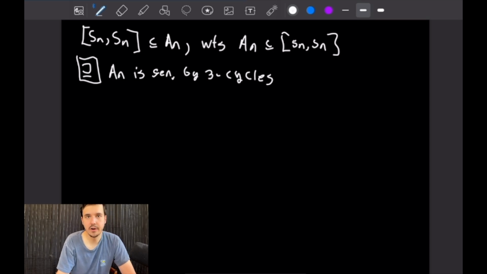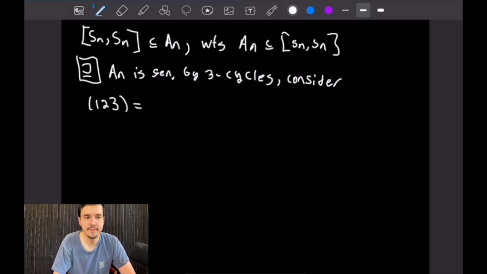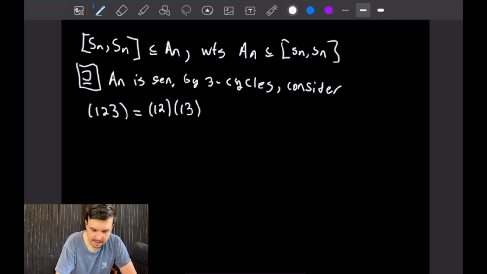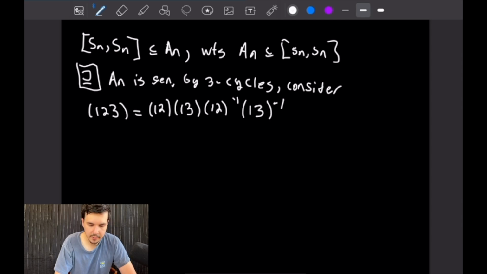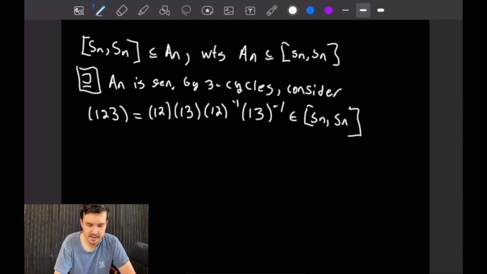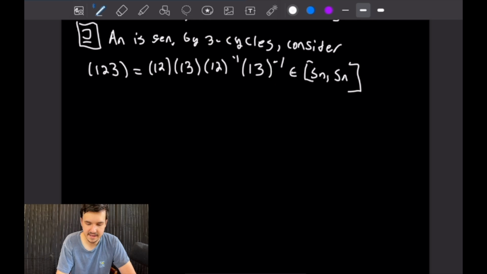So let's go ahead and look at an arbitrary 3 cycle and see if we can write that. Consider the following 3 cycle. Let's just take an arbitrary 3 cycle (1 2 3). But I want you to note that we can express (1 2 3) in the following way: (1 2 3) is equal to (1 2)(1 3)(1 2)^-1(1 3)^-1. Great, and we can see that that is in fact an element of our commutator subgroup as we desire, [Sn, Sn]. And you might say, but in the set builder notation we have the inverses here, but (1 2)^-1 is just (1 2) inverse inverse, so we are just fine there.